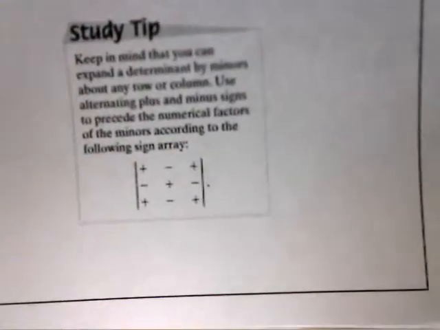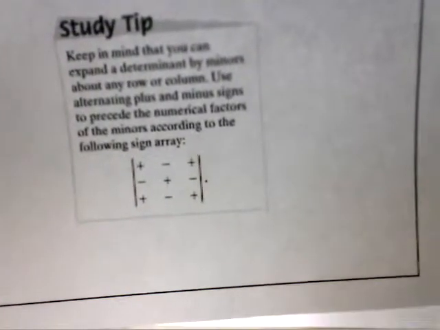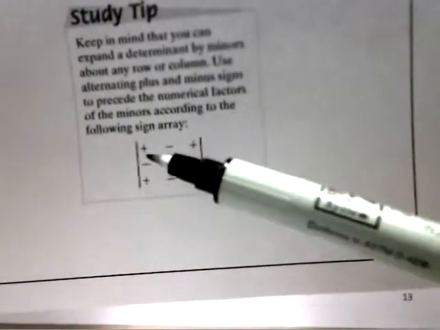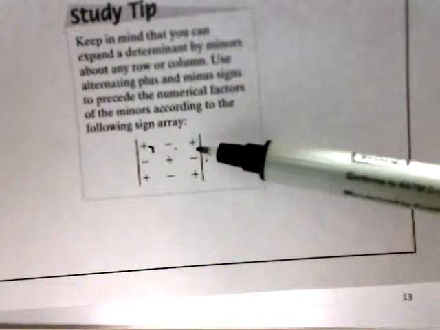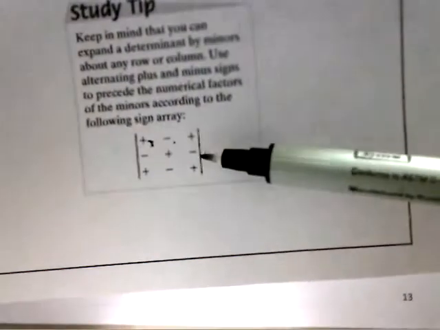And we do have a study tip. When you expand a determinant by minors about any row or column, you want to use alternating plus and minus signs. So here, the first row, first column is a plus, then a minus, then a plus, then minus, plus, minus, plus, minus, plus. So you're alternating plus and minus signs here.